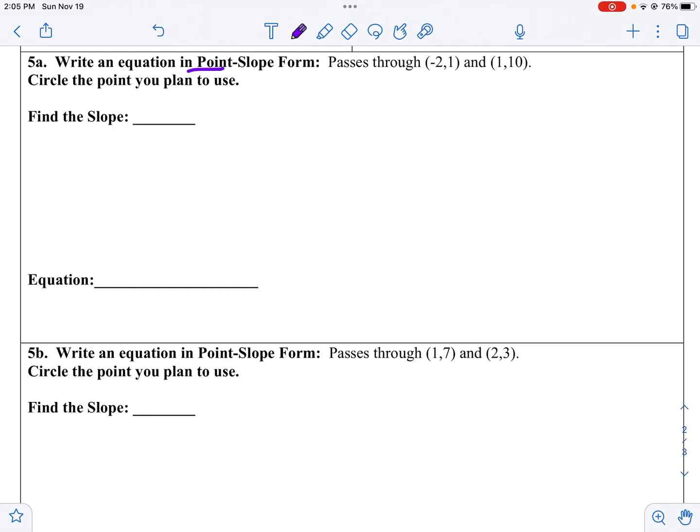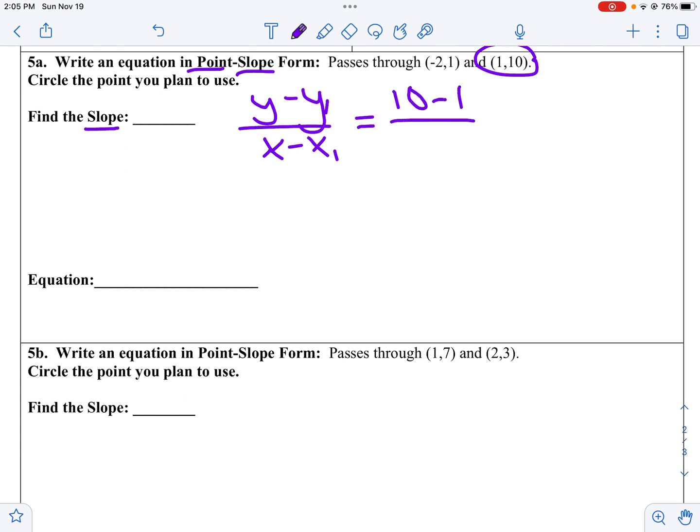So we are given two ordered pairs and we need to put it in point slope form. So clearly the first thing I've asked you to do is find the slope. So again, that would be your y minus y over x minus x. We're going to go ahead and choose which ordered pair you want to go first. I'm going to choose to make this one go first just because I think that'll make my math a little easier. So that would be 10 take away 1 and 1 take away negative 2, which will reduce down to 9 over 3, or a slope of 3.